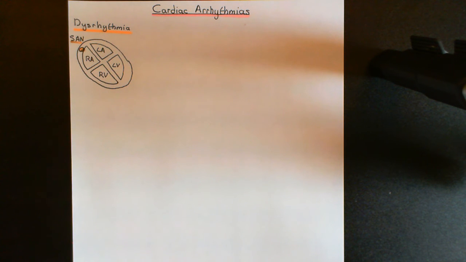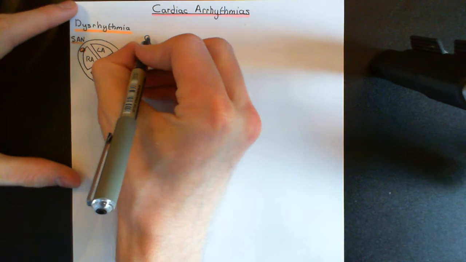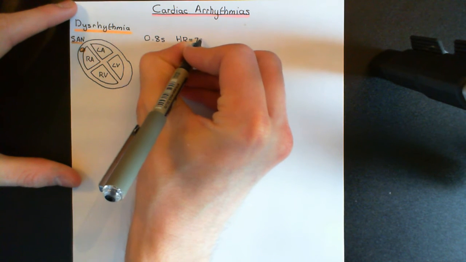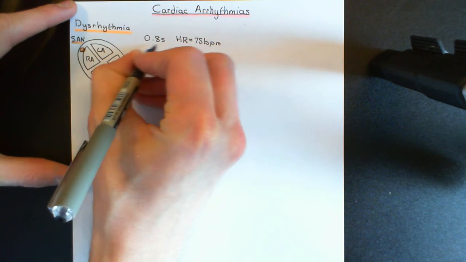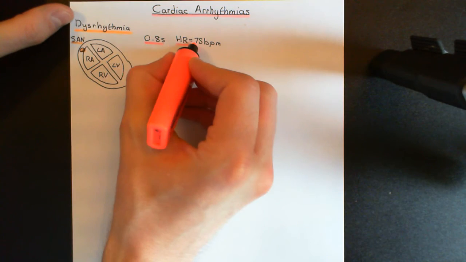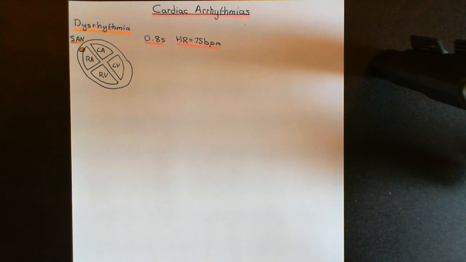This is a special cluster of cells that have the incredible property that they will generate an action potential every 0.8 seconds or thereabouts. So we'll be working with the assumption that the normal duration for the cardiac cycle is approximately 0.8 seconds, so I'll just write that number down. This gives rise to a heart rate of 75 beats per minute. If you just divide 60 by 0.8, you get 75. So the sinoatrial node is this cluster of cardiomyocytes which generate action potentials at a rate of 75 per minute.